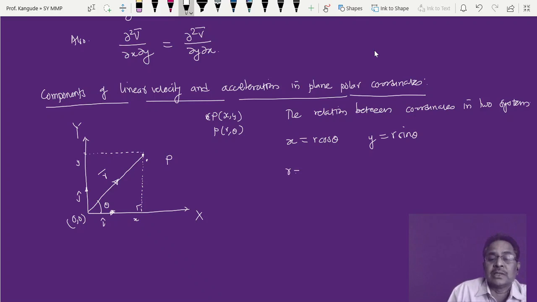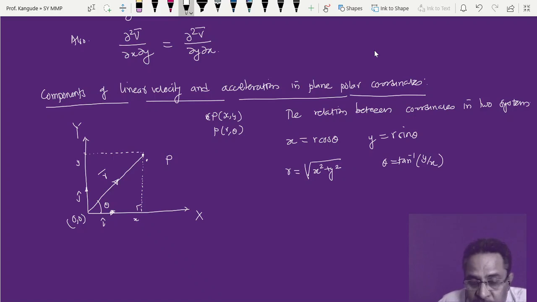And inverse transformations are also known to you. Using this I can write x square plus y square will be r square cos square theta plus r square sin square theta, and therefore r square into the bracket sin square theta plus cos square theta, which is 1. Therefore I'll get r square is equal to x square plus y square, and r is equal to root of x square plus y square. Take the ratio of these two, y upon x, that gives you r sin theta upon r cos theta, which is tan theta is equal to y upon x, and therefore theta is equal to tan inverse of y upon x. In chapter 1 we have used all these things several times, so we are not going to discuss this. These are the two coordinate systems, xy, the Cartesian coordinate system, and r theta, the polar coordinate system.